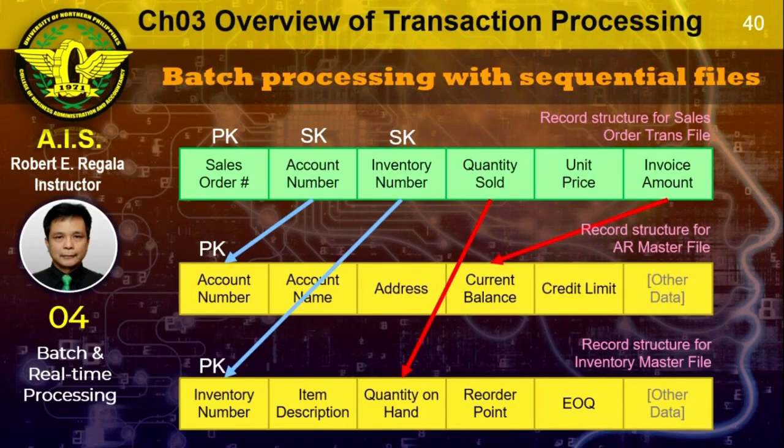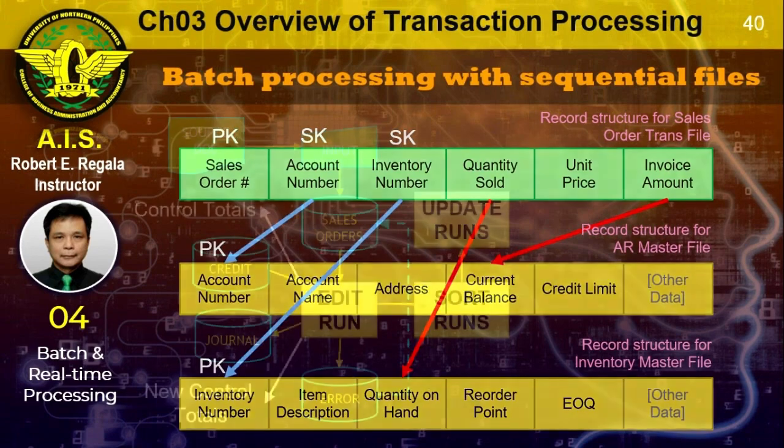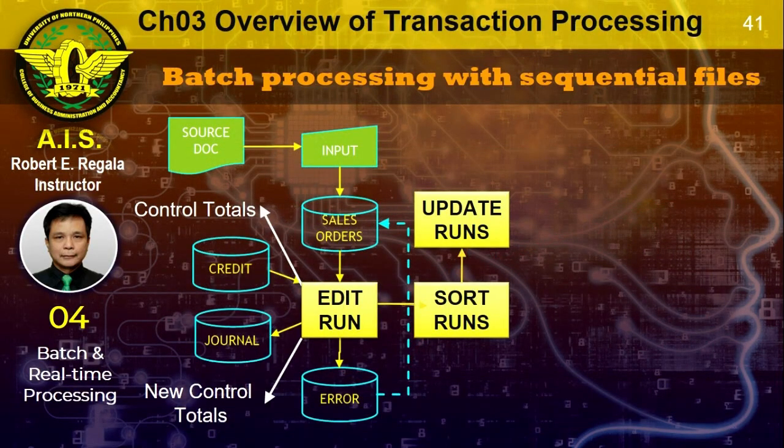Because the accounts receivable update run comes first in the sequence, the sales order file must first be sorted by account number and then sorted by inventory number to update the accounts receivable master file first and then the inventory master file next.